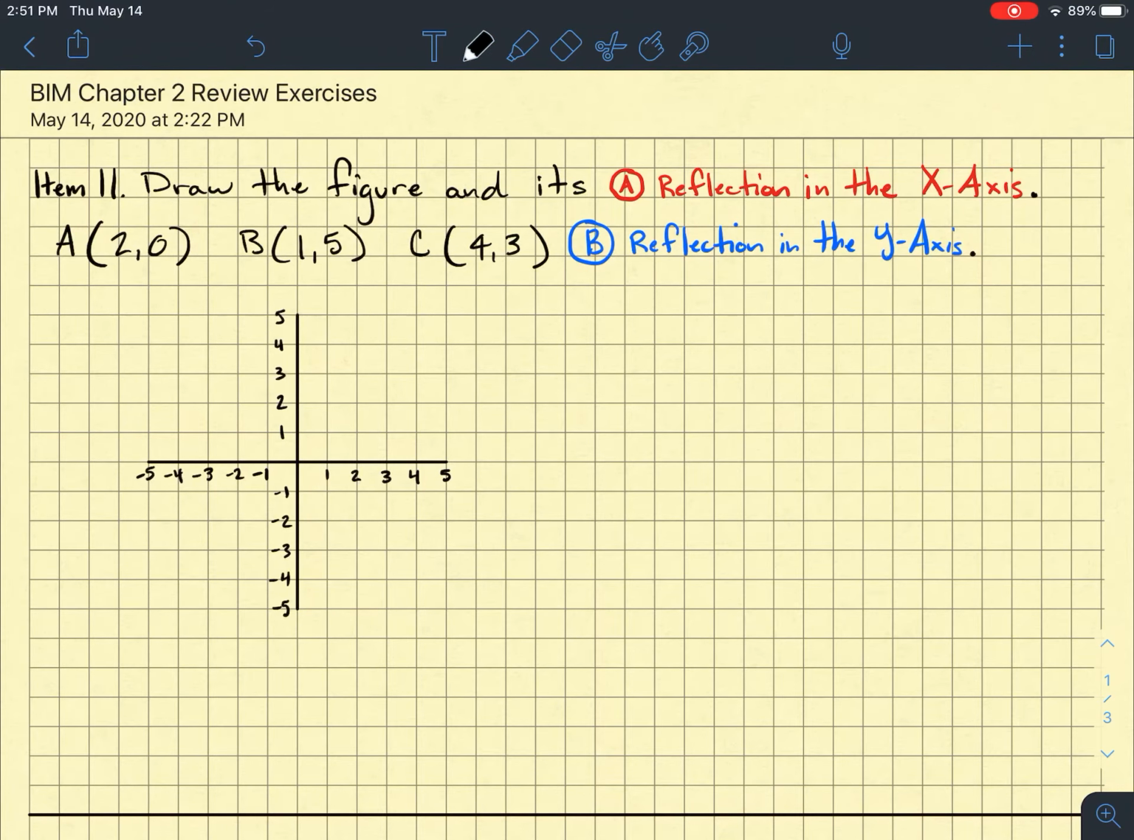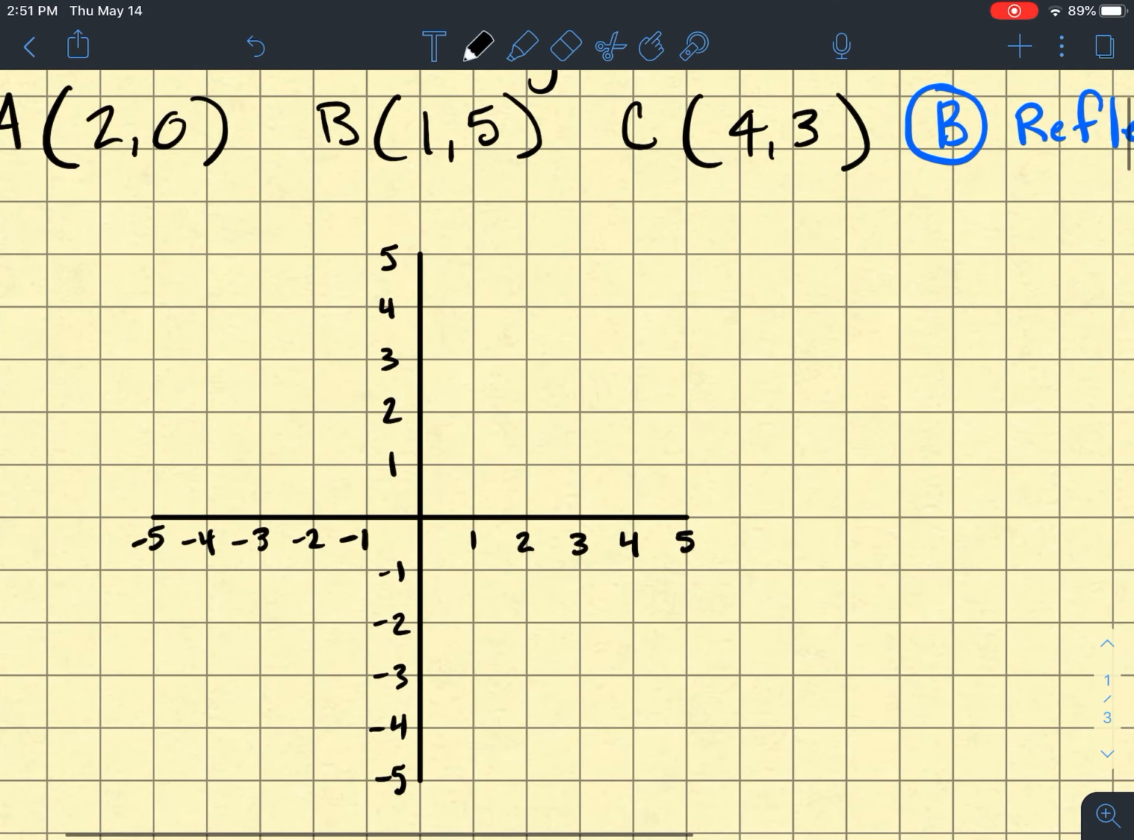A is at (2, 0). I'm going to zoom in a little bit. A is at (2, 0), so this is A. B is at (1, 5), so B is up here. And C is at (4, 3), so this is C. So let's go ahead and connect our dots. We have a triangle.